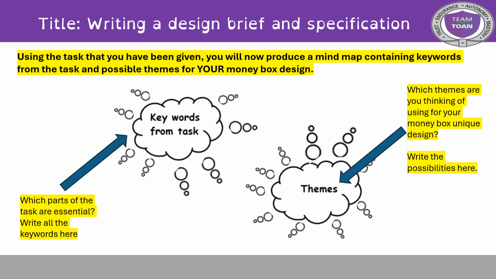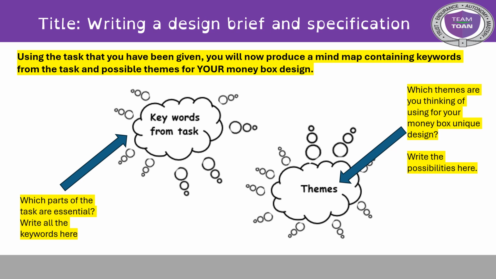So using the task that you have been given, you will now produce a mind map containing keywords from the task and possible themes for your money box design. So we can see on the left hand side here, it says keywords from task. So which parts of the task are essential? Write all the keywords here and a full explanation what they mean.